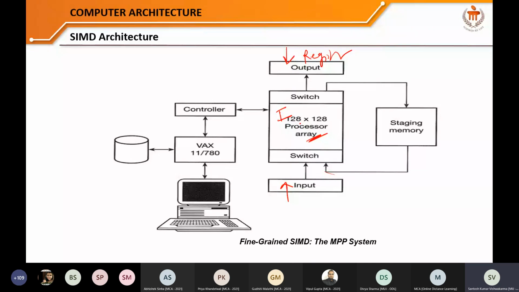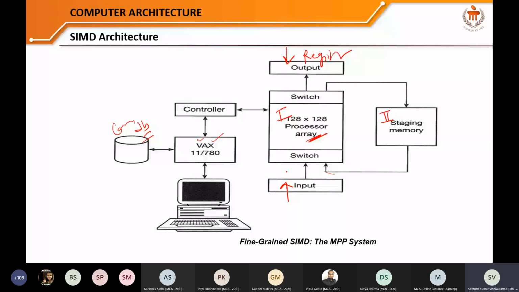Although there have been different variations of this also. Now if you come back to this controller part, it is the same machine that has been shown through the MPP, the Virtual Address Extension 11/780, which I showed in the previous term. There may be a common database or common storage, but apart from that, each processor array which is part of this diagram may have its own share of memory also. Now there may be staging memory, again very important, and this is the overall structure of the fine-grained SIMD structure, and it is implemented by default in the MPP system.